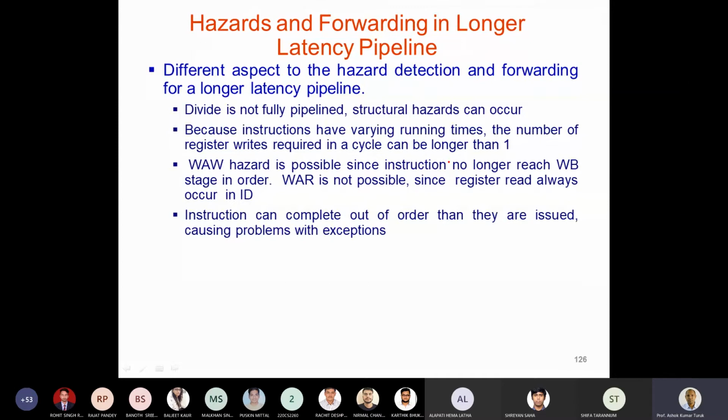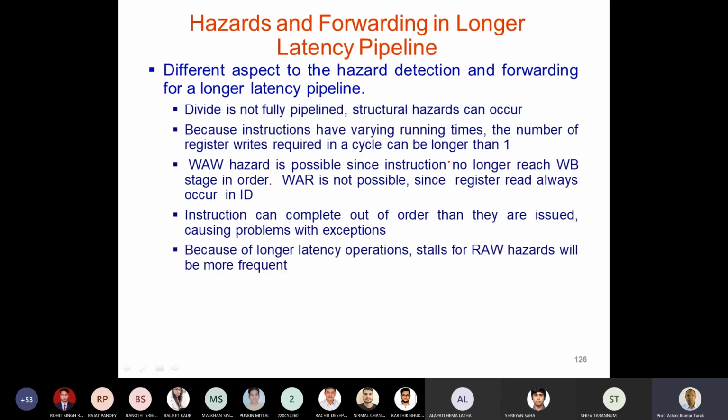If instructions complete out of order, then this causes a problem with exceptions. If you issue the instructions out of order, then the exceptions may also occur out of order. So there is a problem with the exceptions, and we also need to handle the exception. Because of longer latency operations, stalls for RAW hazards will be more frequent.